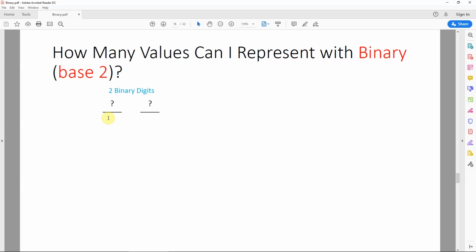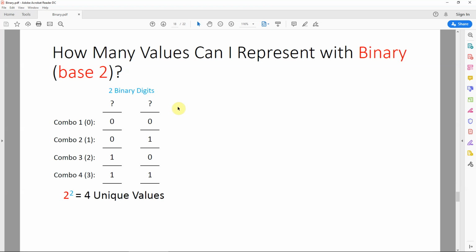Let's say that I had 2 digits, and each digit can be a 0 or a 1. How many unique combinations of zeros and ones can I come up with? The answer would be 4. That's basically going to come out to 0 0, 0 1, 1 0, and 1 1.